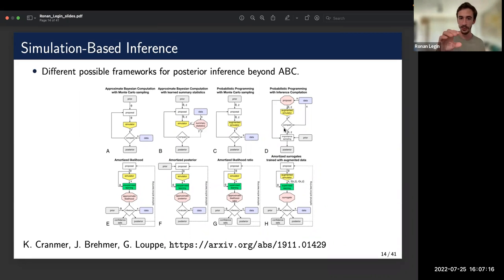But I want to pay attention to the bottom row, where these are classified as amortized inference. And amortization basically just means that you would train or learn a model, for example a neural network, to do posterior inference. So you train it first on many repeated simulations of your problem, and then you can do posterior inference on many different observations in a computationally efficient way. So we're looking at these methods to solve the previous problems.